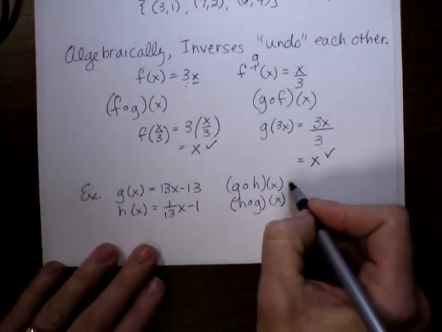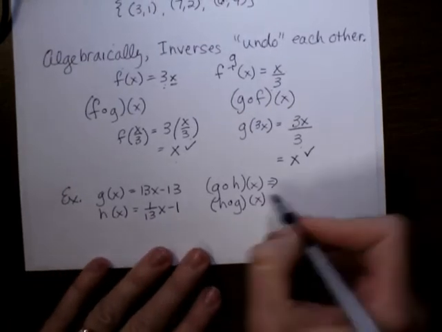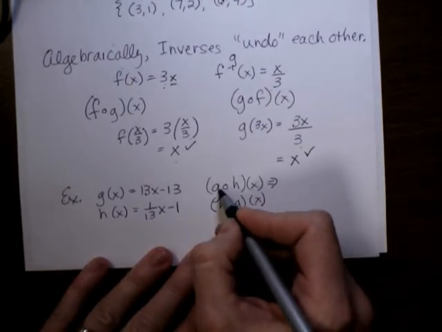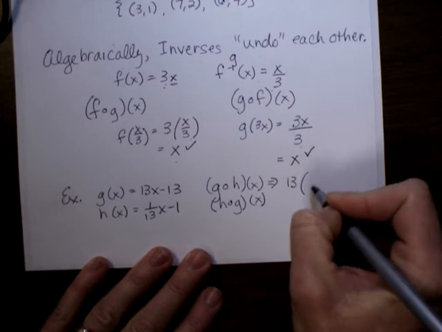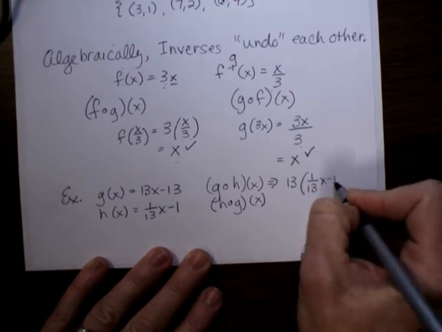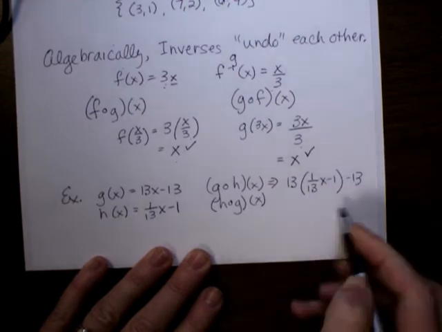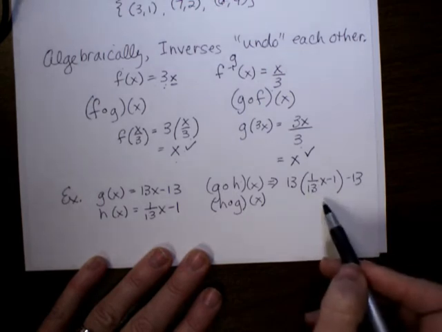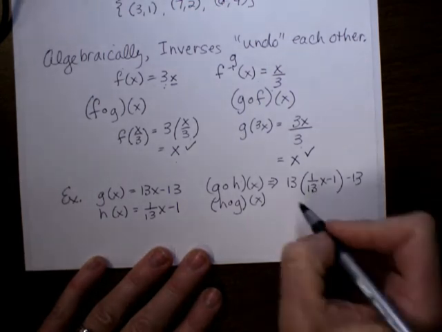So let's start with g of h. We'll do this right here. Alright, we're going to take the h function and plug it into g. So in place of the x, I'm putting the entire h function. And what I'm looking for is that everything is going to cancel out or undo each other, and all I'll be left with is an x.